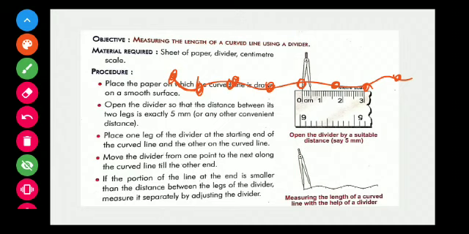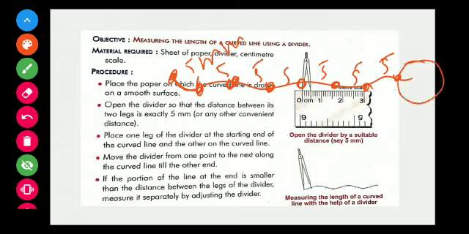This is the distance between the legs of the divider, that is 5 mm. This is your 5 mm. This is your next 5. This is 5. This is your 5. But this last length is less than 5 mm.